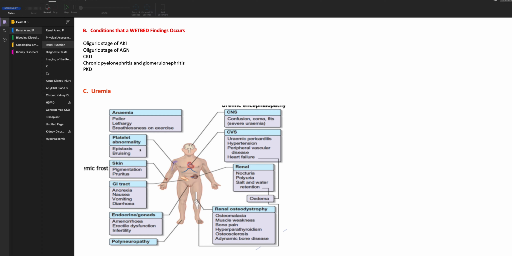The definition of oliguria is 400 milliliters per 24 hours, and anuria is 100 milliliters in 24 hours. All right, so they may have massive edema. And then renal osteodystrophy is due to the high phosphorus, low calcium, so they can get pathological fractures, and so they're at risk for injury.